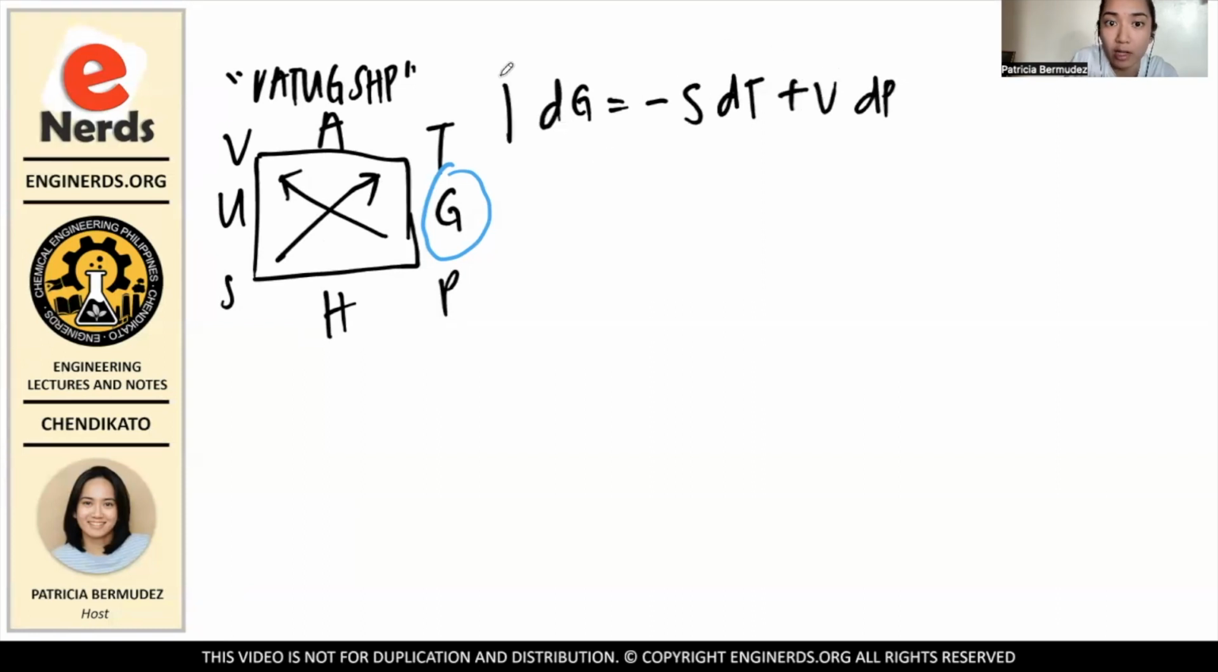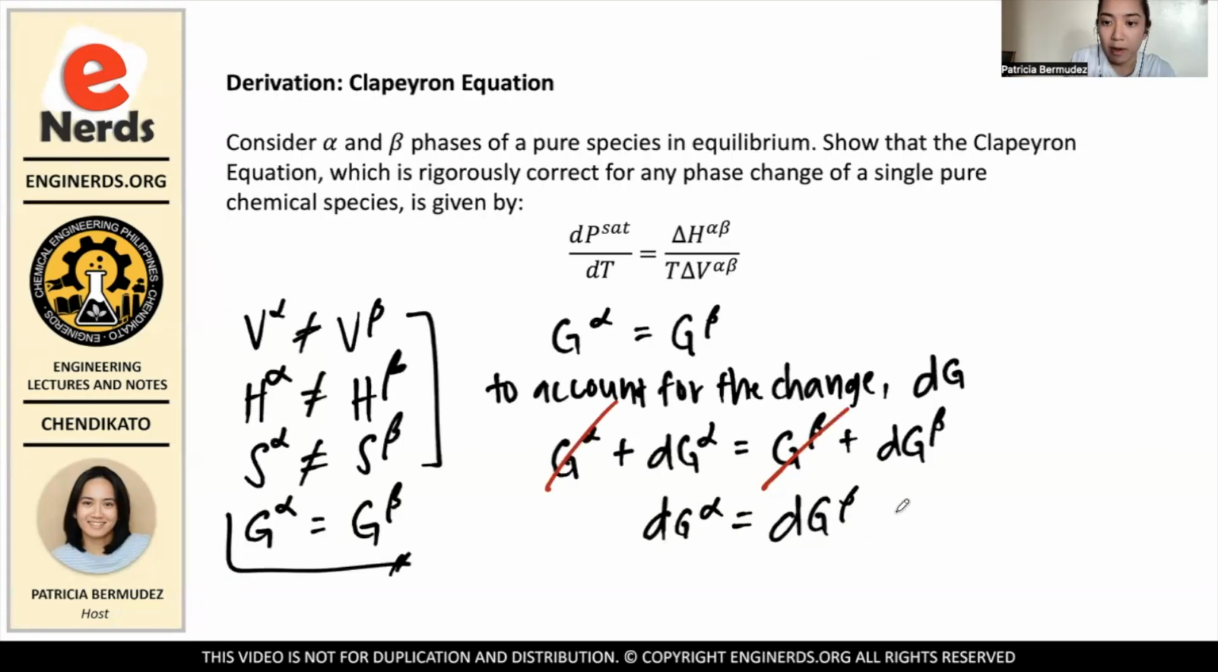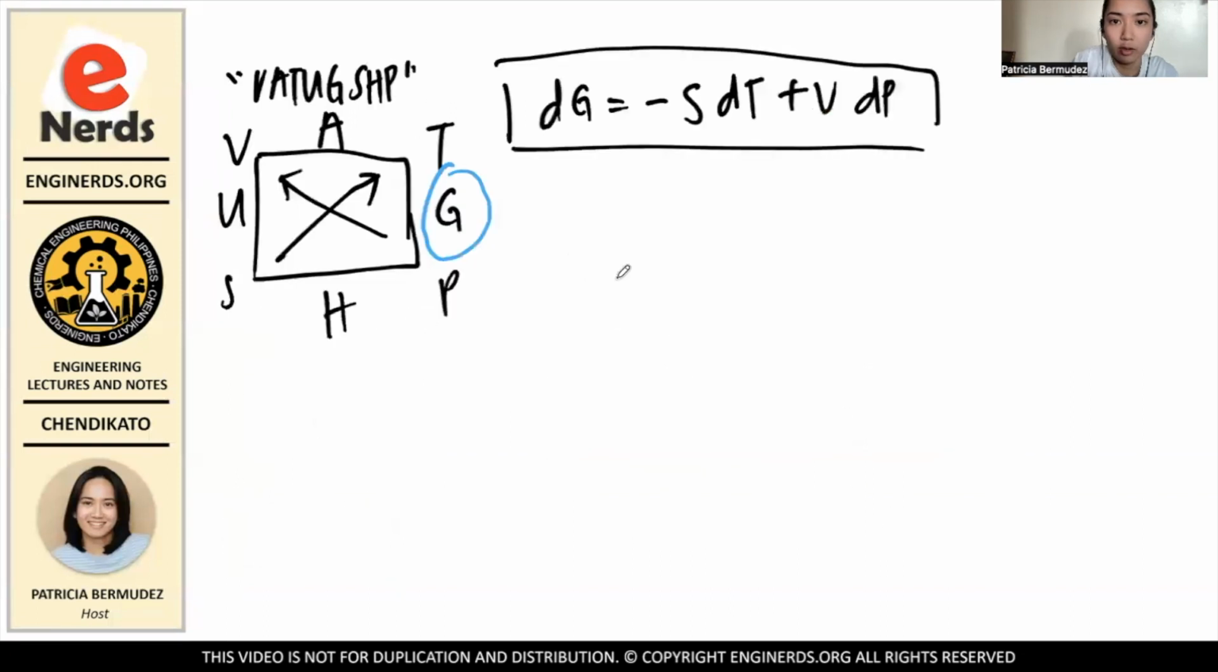So this is your Maxwell relation for Gibbs free energy, and we will use this to expound on this relation. So yung dG alpha natin is actually equal to, actually pagpalitan natin ito para yung negative ay wala sa harap, nasa gitna na lang siya. So dG alpha is equal to the volume of the species in phase alpha dP minus the entropy of the species in phase alpha dT.